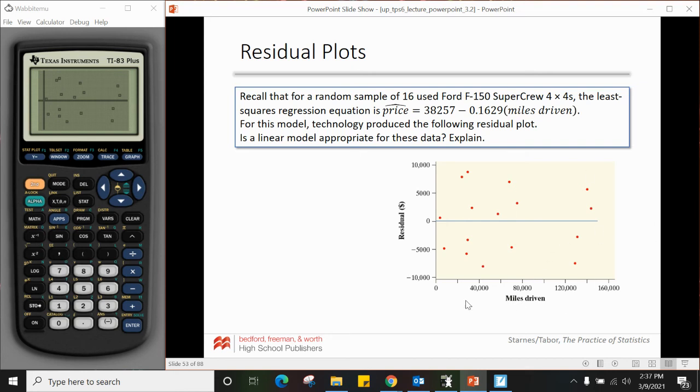So same idea, this is the same plot we just calculated. Is a linear model appropriate? Well, yeah, there is no obvious pattern left over in the residual plot, so the linear model is appropriate.